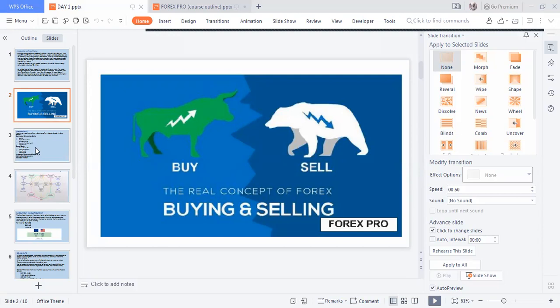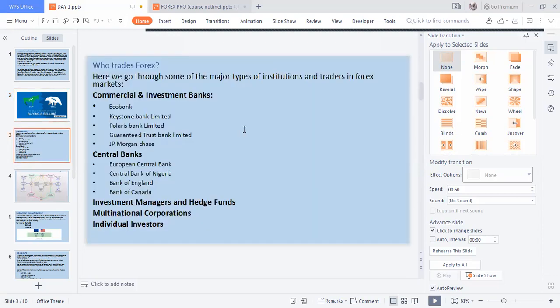Now, in the next phase of my class, who trades Forex? The central banks, the commercial banks, and investment banks, they trade Forex. The investment managers and hedge funds, the multinational corporations, and individual investors. These people are the major bodies that trade Forex. Who are the subordinate banks? The subordinate banks are Ecobank, Keystone Bank, Polaris, Guarantee Trust Bank, Zenith Bank, and so on and so forth. All these bodies you see, they trade Forex.